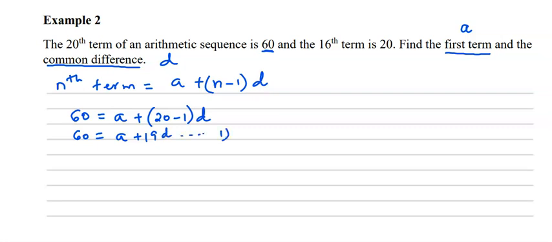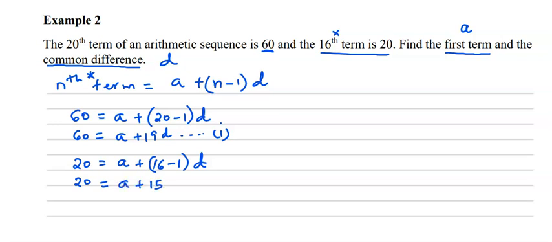That forms a linear equation. Then secondly, the 16th term is 20. So the 16th term itself is 20. And the first term A is still not known. Then plus our n, remember we are talking about 16. So n will be 16 minus 1 into D. Then when you open the brackets, 20 is equal to A plus 15D.